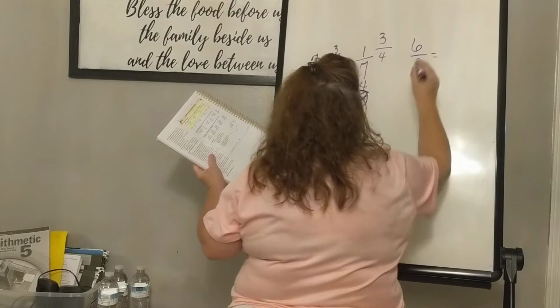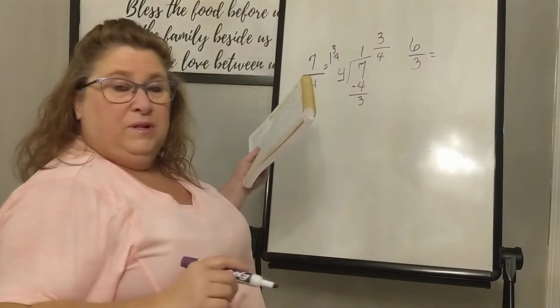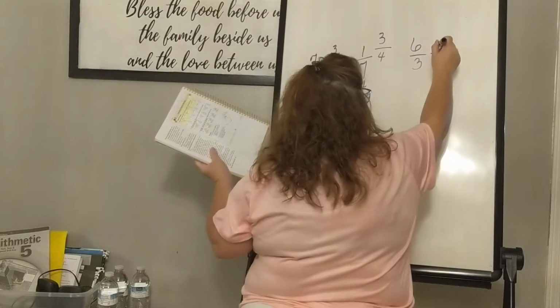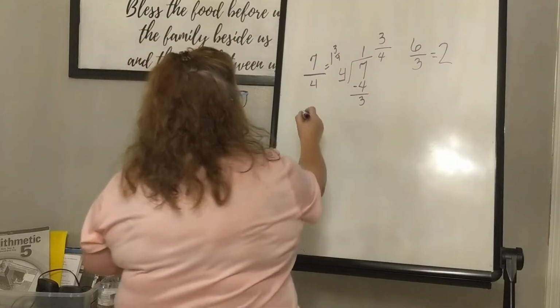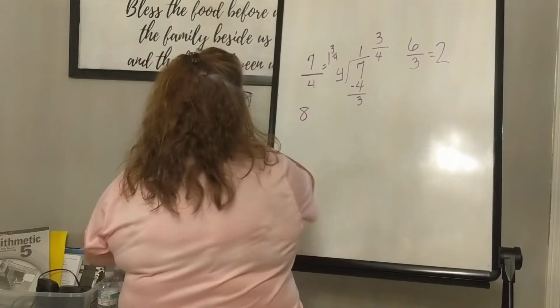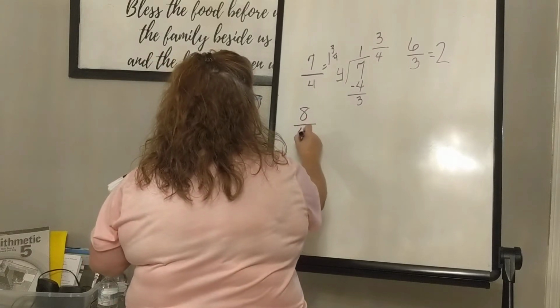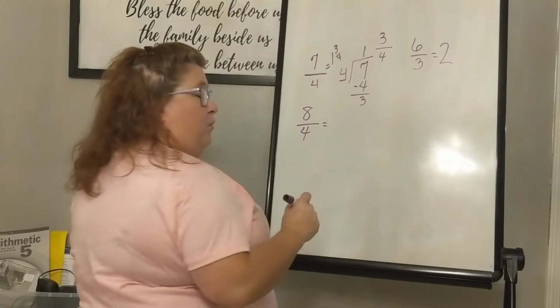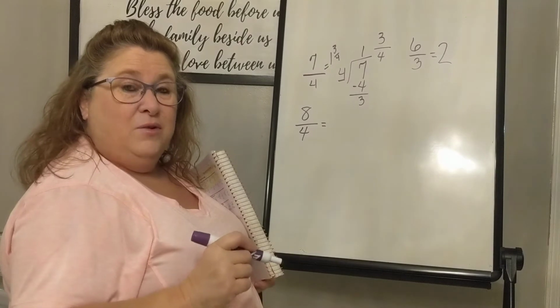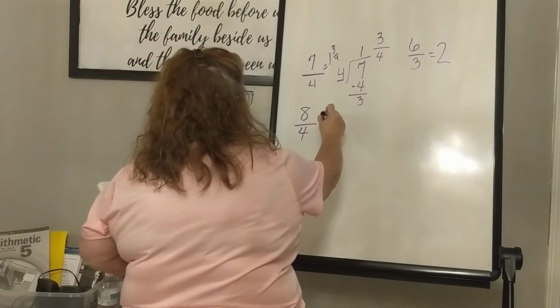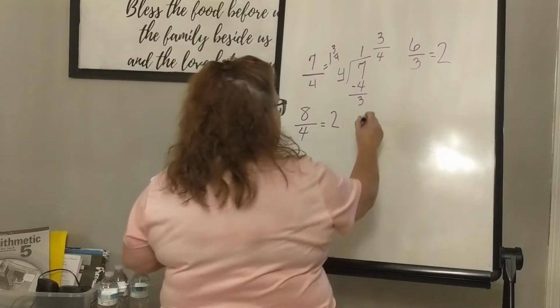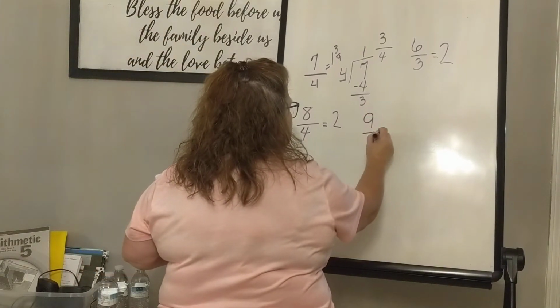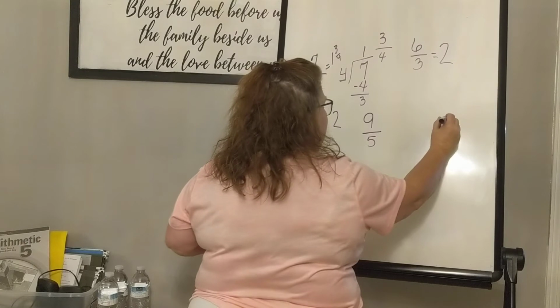3 can go into 6 evenly, so we'll just have a whole number. 6 divided by 3 is 2. Letter C, we have 8 over 4, or 8 divided by 4. 4 can go into 8 evenly, so 8 divided by 4 is a whole number. It is 2. And then letter D, we have 9 over 5, or 9 divided by 5.